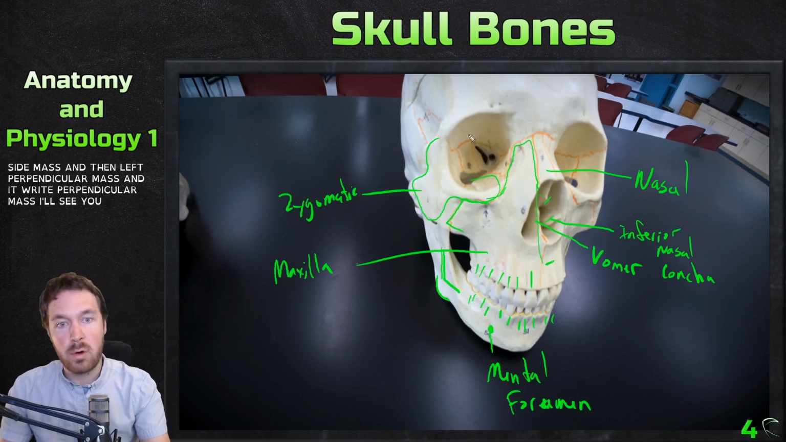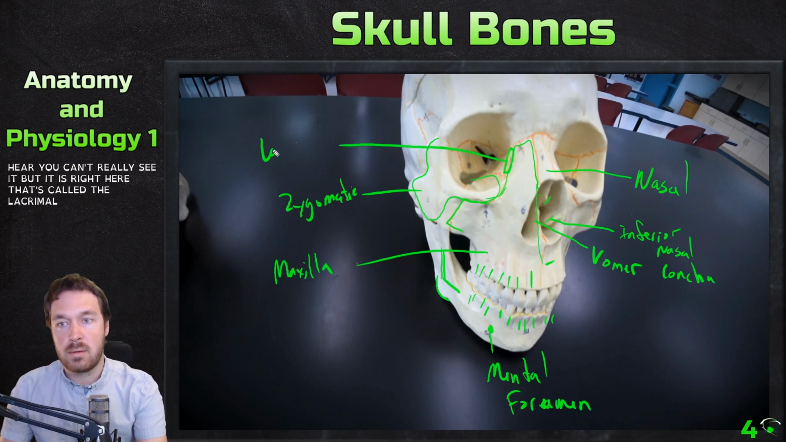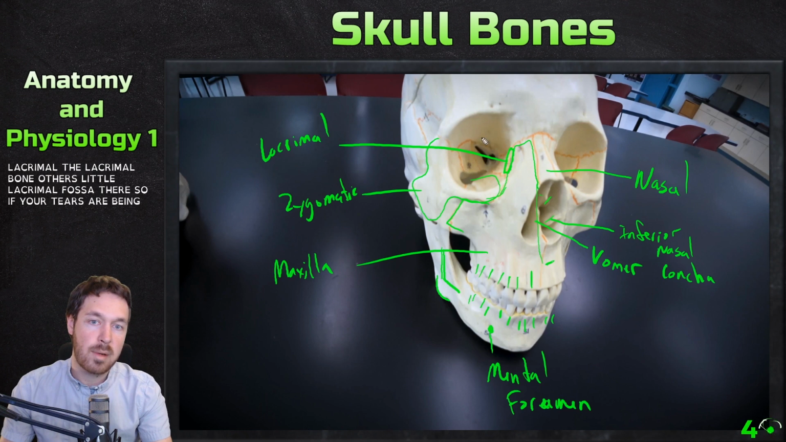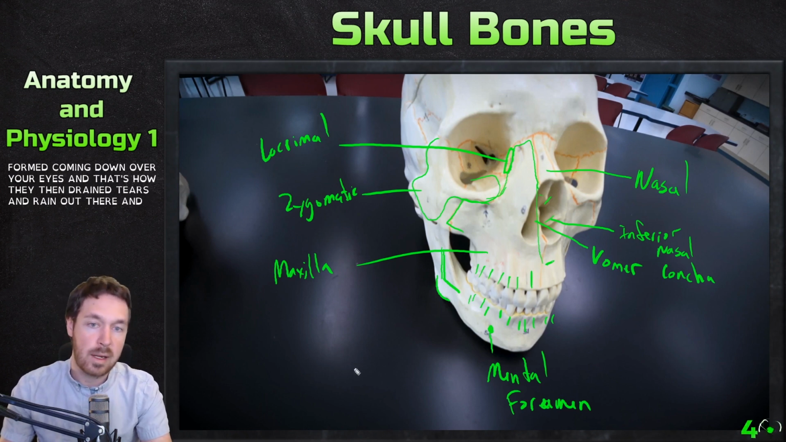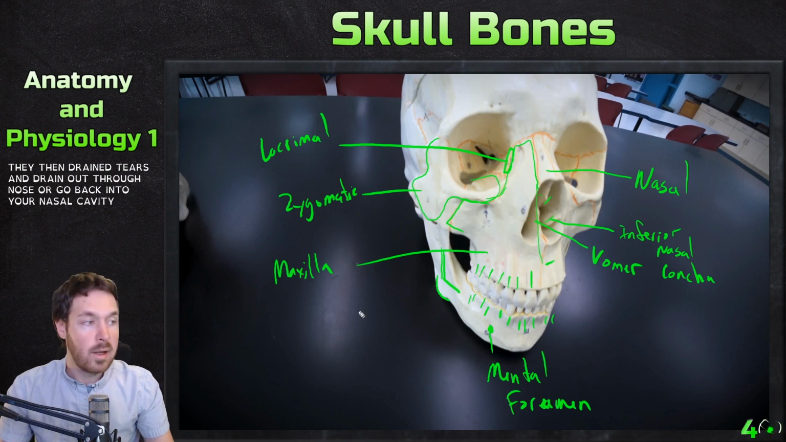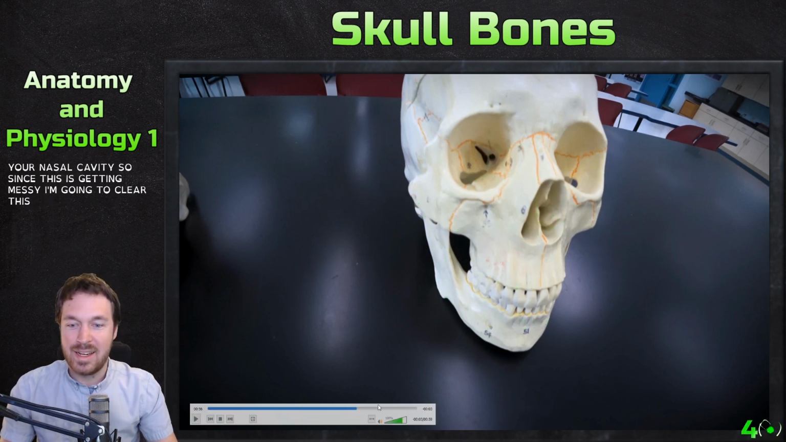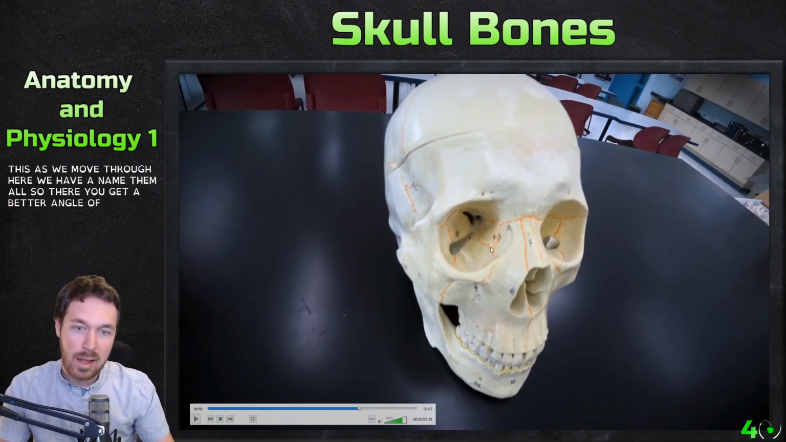Now on the side of the orbit here, you can't really see it, but it is right here. That's called the lacrimal. So the lacrimal bone, there's a little lacrimal fossa there, so if your tears are being formed coming down over your eyes, that's how they then drain, the tears drain out through your nose or go back into your nasal cavity. Since this is getting messy, I'm going to clear this as we move through here. We haven't named them all, so there you can get a better angle of that lacrimal bone.